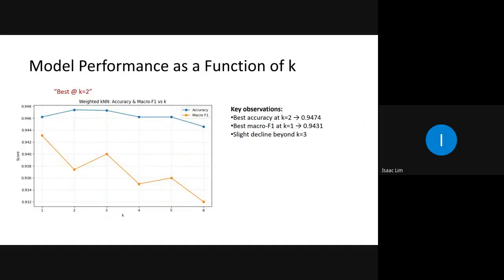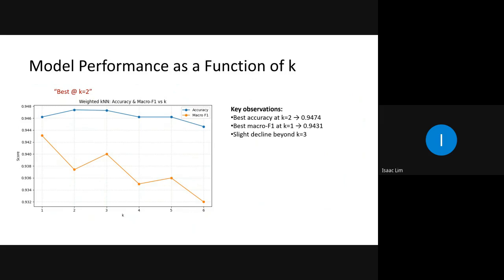Yeah, this one. So this is model performance as a function of k. We look at how performance changes as we increase k, and accuracy peaks at k equals 2, reaching around 0.947, while macro F1 is slightly higher at k equals 1. Beyond k equals 3, both metrics start to decline, suggesting too many neighbors dilute the local decision boundary. So overall, k equals 2 offers the best trade-off between accuracy and generalization.